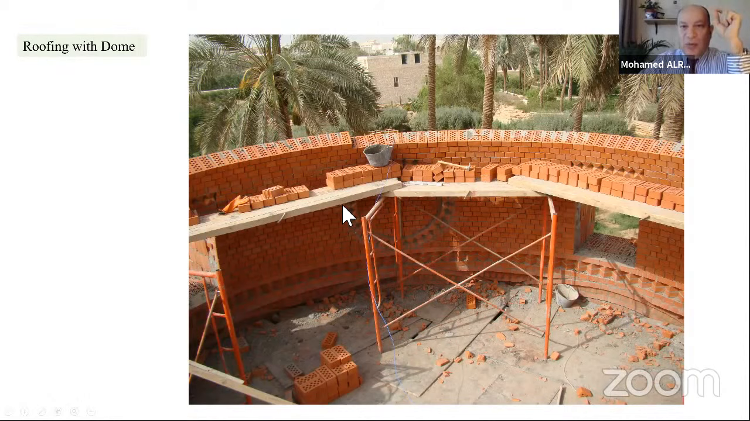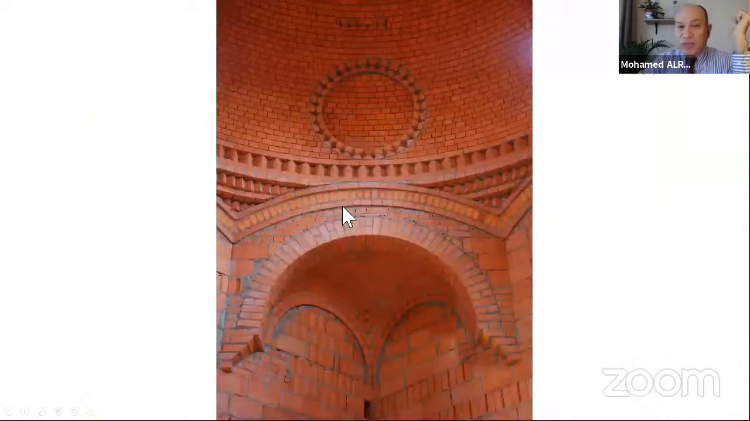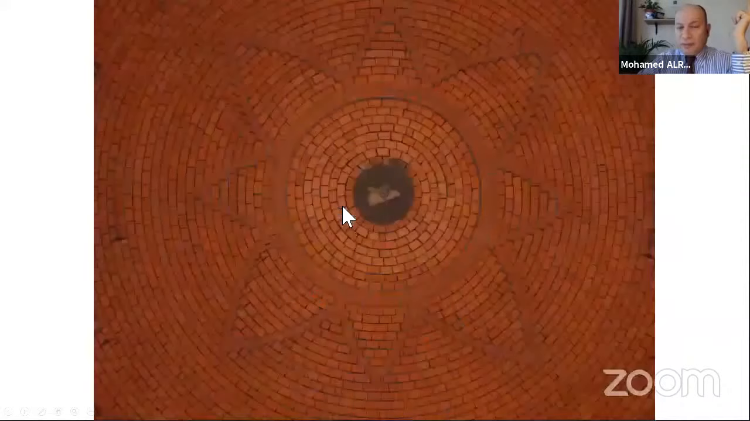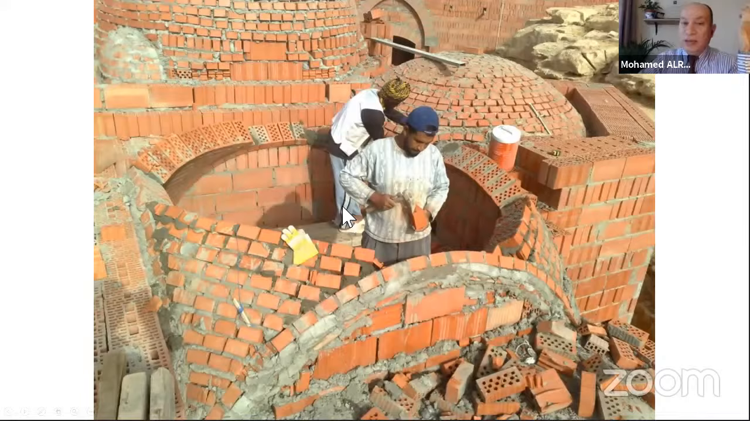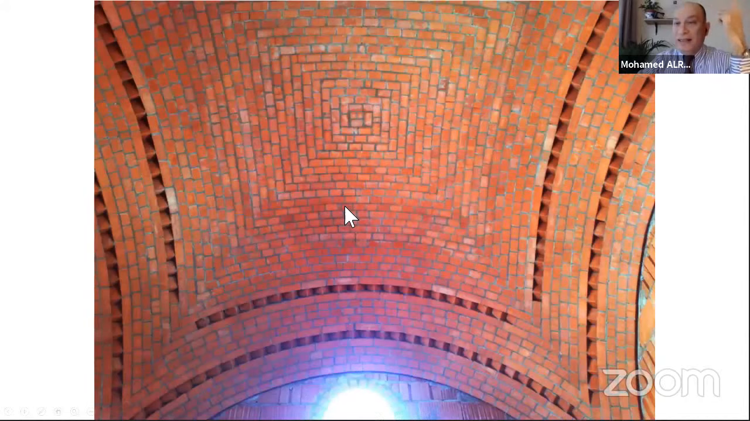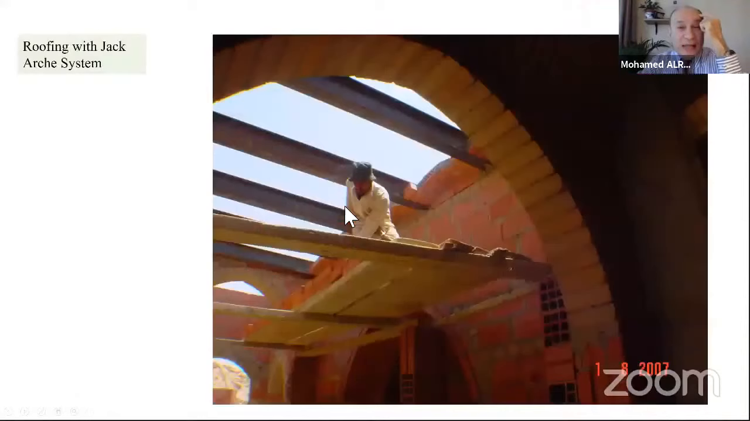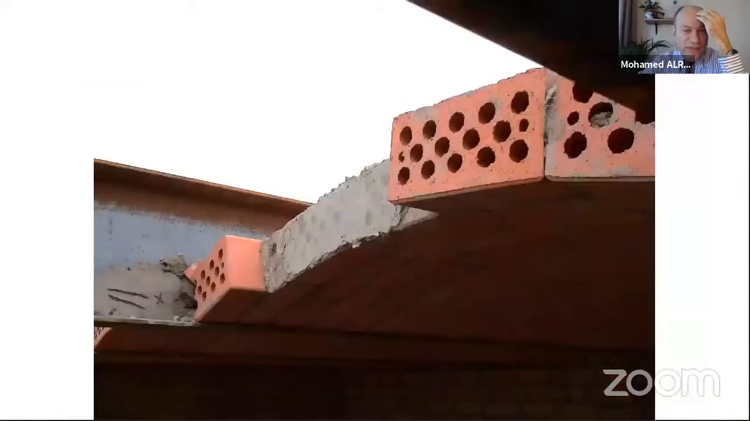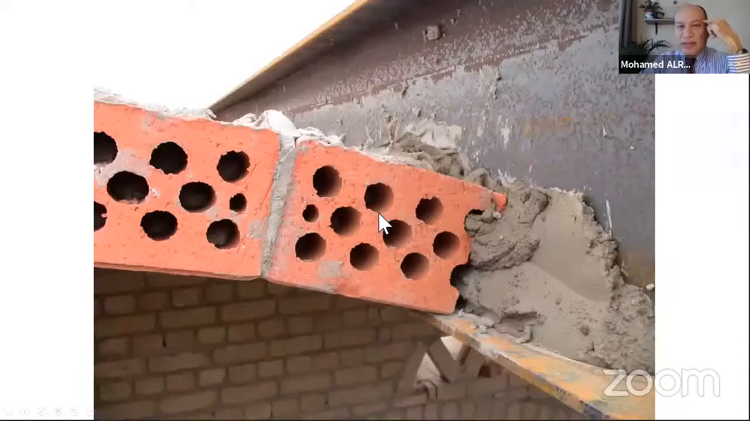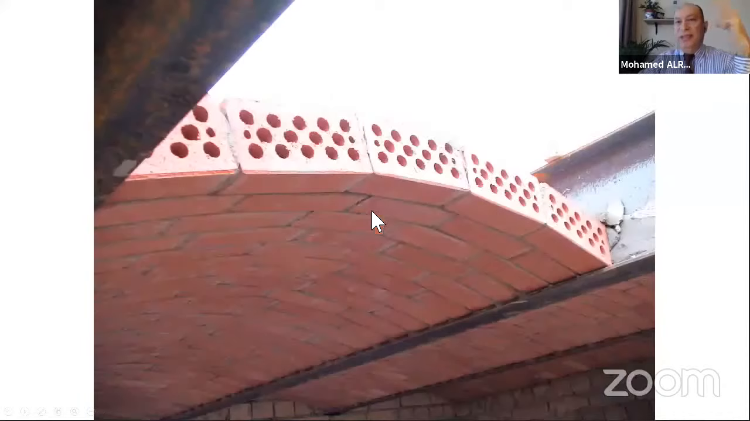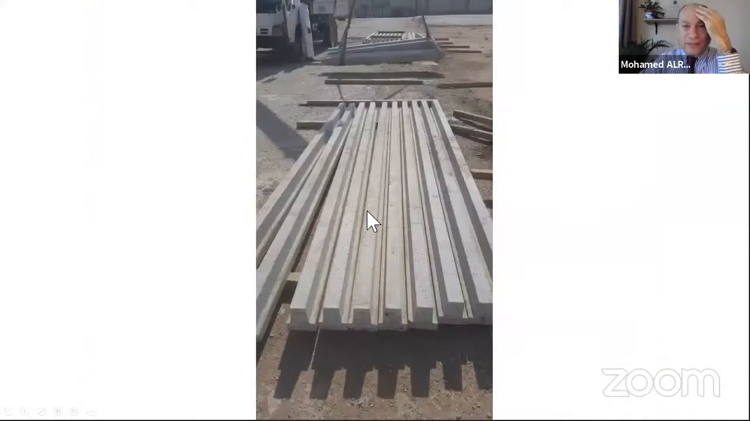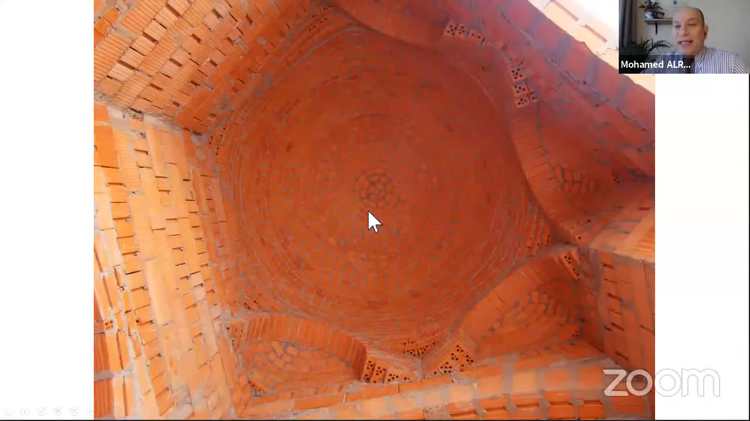We have domes with big spans. We have different types of domes. We have flat and square domes. We have intersected vaults. We have something called the Jack Arch system, which is composed of segmental vaults standing over steel beams or reinforced concrete ribs. This is the image from inside. We can cover any space, any shape, with just using bricks only. We can make even the staircases.